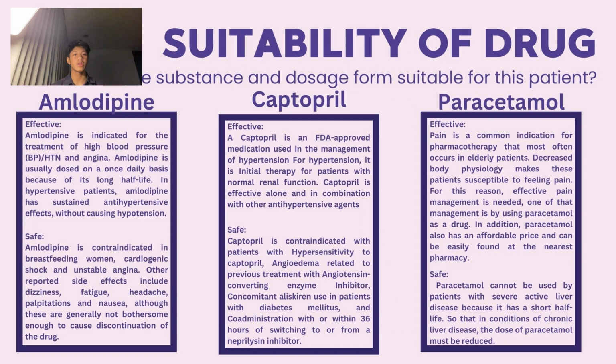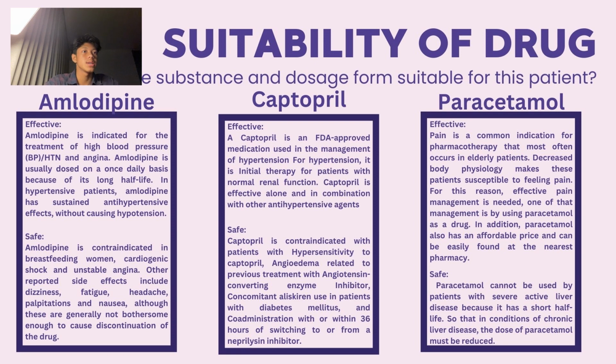Hello everyone, my name is Rafadiadra Fajri with my last 3 digits of my serial number is 244. Okay, so are the active substance and dosage form suitable for this patient? For the first drug, amlodipine. Amlodipine is indicated for the treatment of high blood pressure and angina. Amlodipine is usually dosed on a once daily basis because of its long half-life. In hypertensive patients, amlodipine has sustained antihypertensive effects without causing hypotension. For the safety, amlodipine is contraindicated in breastfeeding women, cardiogenic shock, and unstable angina. Other reported side effects include dizziness, fatigue, headache, palpitation, and nausea, although these are generally not bothersome enough to cause discontinuation of the drug.